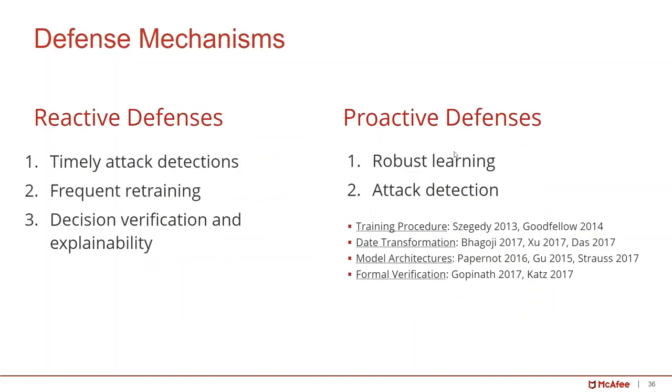That's why there is a lot of research focused on reactive defense and proactive defense. Reactive defense includes timely attack detection, frequent retraining of the model, decision verification, and making the model explainable. Proactive defense includes robust learning and attack detection. There are some papers showing defense mechanisms in training procedures, like adversary retraining or data transformation, such as projecting the data to a low dimensional space or feature squeezing, or model architecture change like defense distillation, and formal verification methods.